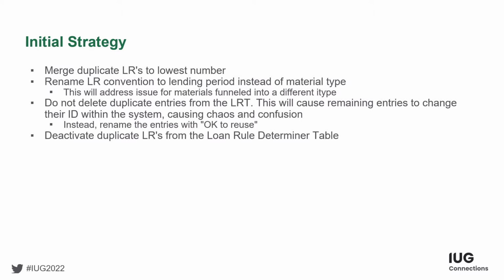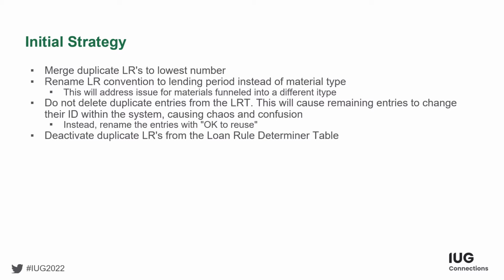Along those lines, don't delete duplicate entries from the loan rule table, at least not initially. This will cause remaining entries to change their ID within the system, causing chaos and confusion. What do I mean by that? If you were to remove loan rule 51, that in itself changes the numbers for all the rules after that rule. So you want to be really, really careful about that, because suddenly a loan rule is perhaps not what you were intending in the beginning. So just be really careful.